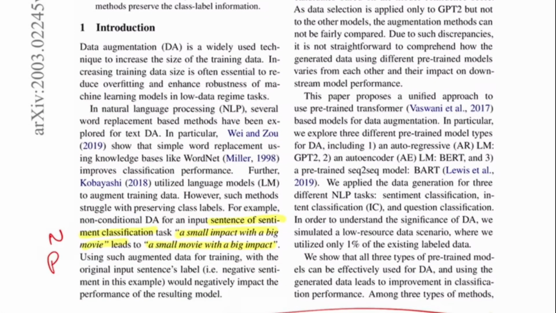As they mentioned, they're trying three different pre-trained models: GPT2, BERT, and sequence to sequence, which is BART. They test their techniques on three NLP tasks: sentiment classification, intent classification, and question classification. And to simulate a low resource scenario, they choose just 1% of the full training dataset, do augmentation on top of that, and then finally train a downstream model on that set.